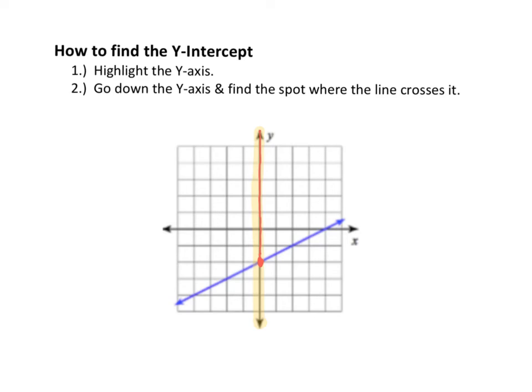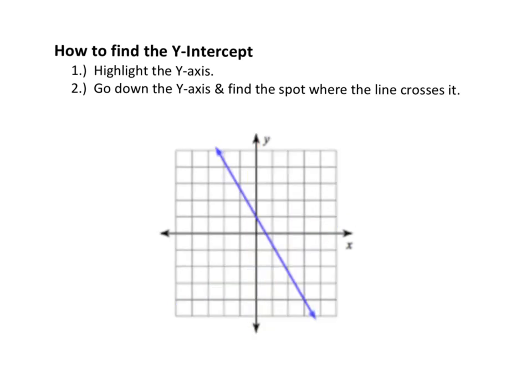Now we need to go back to the origin, which is 0, 0. And we have to count to see how many we have to go to get to that point. Here we are going down 1, 2. So since we went down, our answer would be a -2 for our y-intercept. And remember, your y-intercept will equal b.